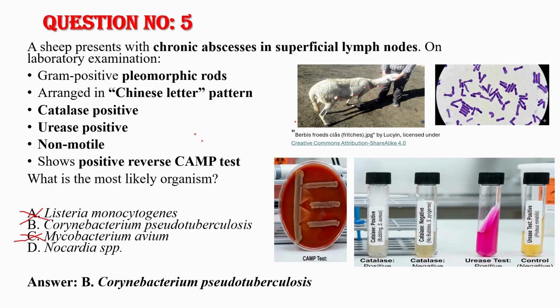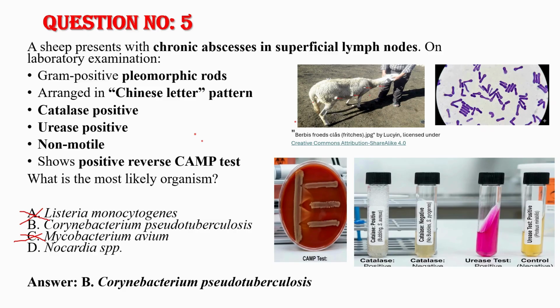And the third one, Nocardia species, are branching filamentous bacteria and are partially acid fast, which again does not match our findings. So when we put everything together: sheep with lymph node abscess, gram-positive pleomorphic rods with Chinese letter arrangement, catalase positive, urease positive, reverse CAMP positive, non-motile, it all points towards the organism. Which one is that? It is Corynebacterium pseudotuberculosis.